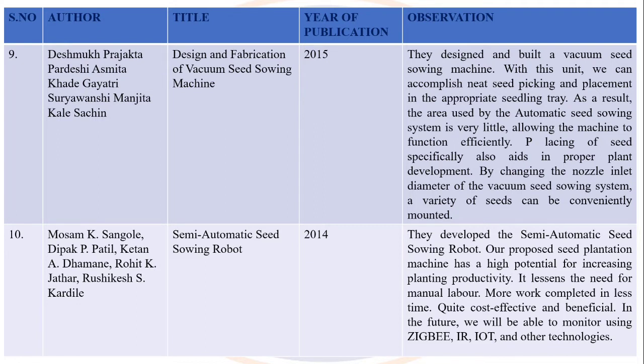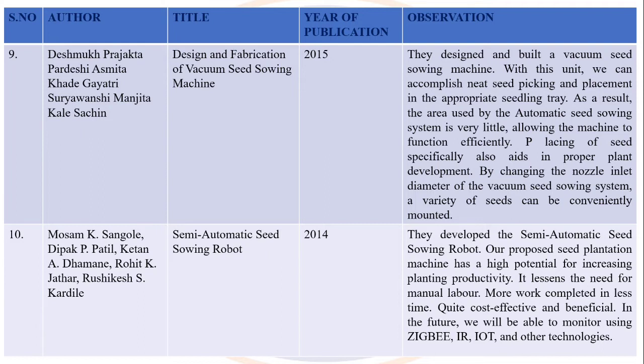With this unit, we can accomplish neat seed picking and placement in the appropriate place. As a result, the area used by the automatic seed sowing system is very little, allowing the machine to function efficiently. Placing of seeds specifically also aids in proper plant development. By changing the nozzle inlet diameter of the vacuum seed sowing system, a variety of seeds can be conveniently mounted.